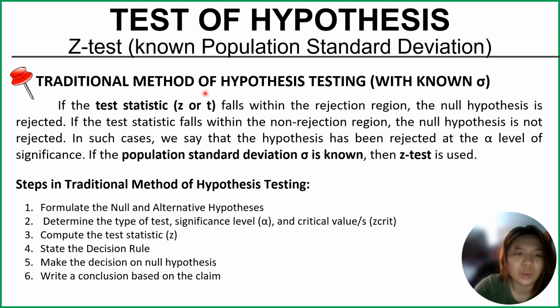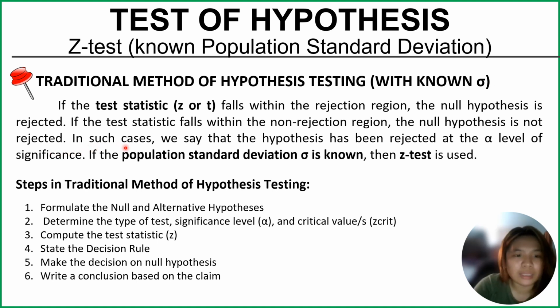When the computed value falls under the rejection region, the decision is that the null hypothesis is rejected. But if the computed test statistic, the computed z or t value, falls under the acceptance region, or what we know as the non-rejection region, then the null hypothesis is not rejected.